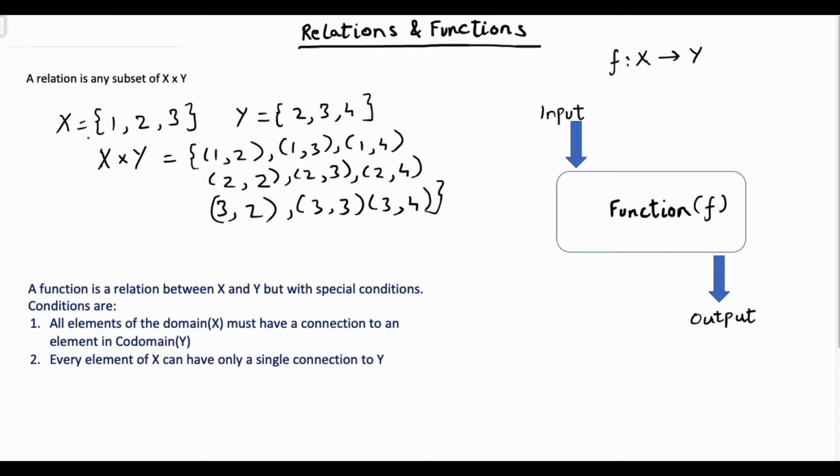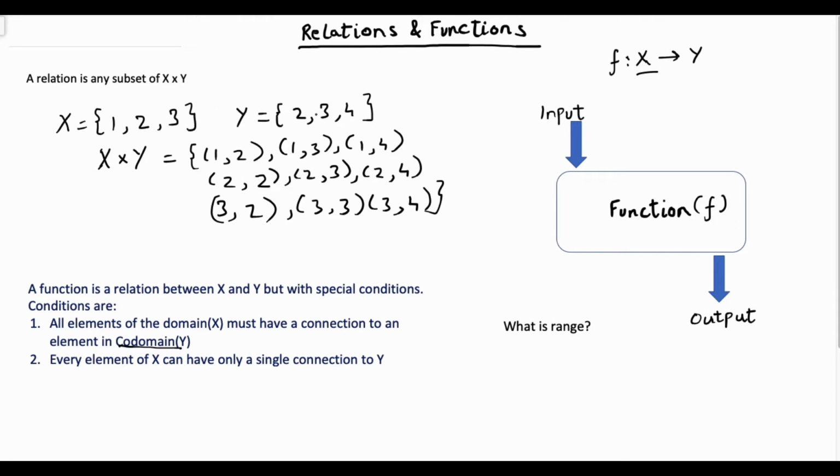Consider this example. The possible values that you can give to the function are 1, 2, and 3, which is the set X. Therefore, the domain in this case is X. Now, before I explain to you what is codomain, I'll tell you what is the range of a function.